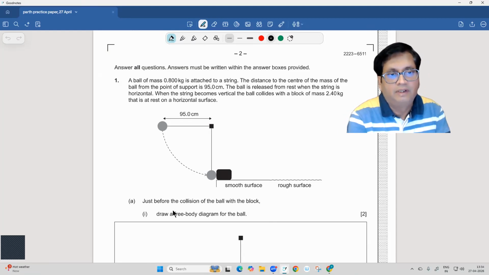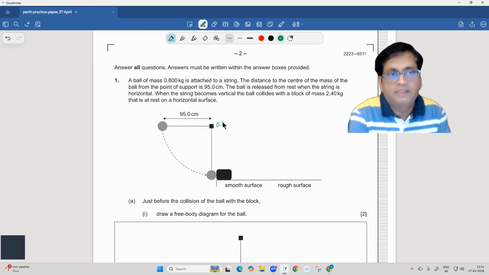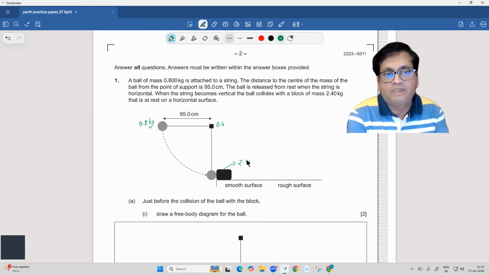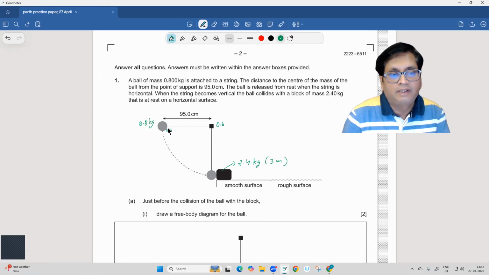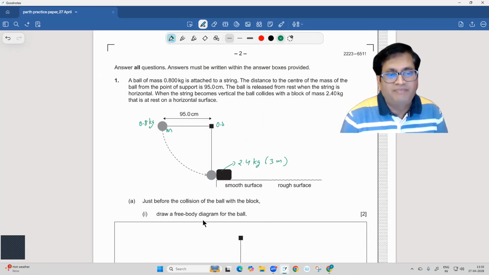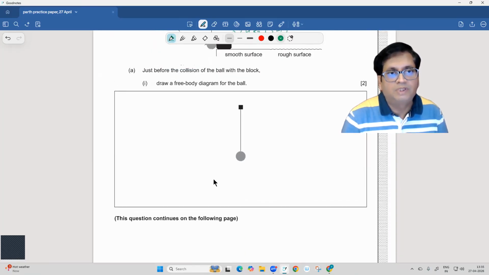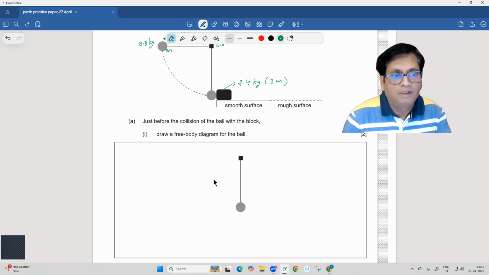What's happening here? We have this 0.8 kg ball, and we have this block which is 3 times heavy, 2.4 kg. So if this is m, this is like 3m, right? This is 95 centimeter. It goes like this and hits it. Just before the collision of the ball with the block, draw a free body diagram for the ball. Just before the collision, what is the free body diagram of the ball?